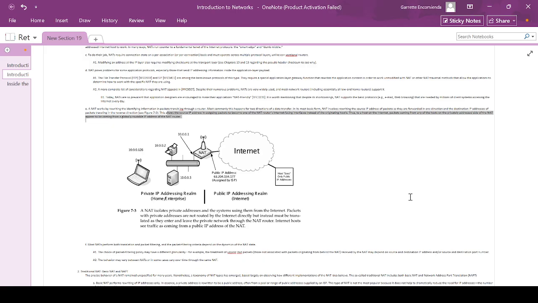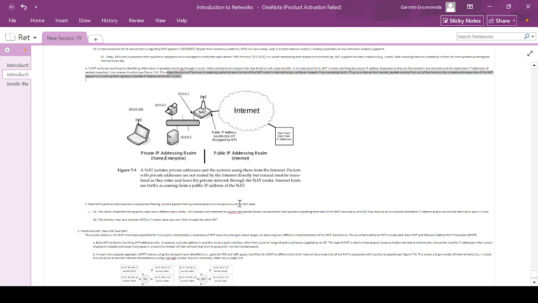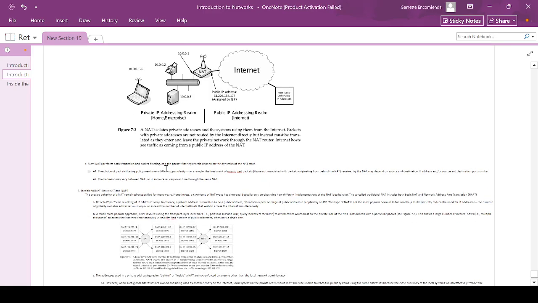Thus, to a host on the internet, packets coming from any of the hosts on the privately addressed side of the NAT appear to be coming from a globally routable IP address of the NAT router. Figure 7.3: A NAT isolates private addresses and the systems using them from the internet. Packets with private IP addresses are not routed by the internet directly, but instead must be translated as they enter and leave the private network through the NAT router. Internet hosts see traffic as coming from a public IP address of the NAT.